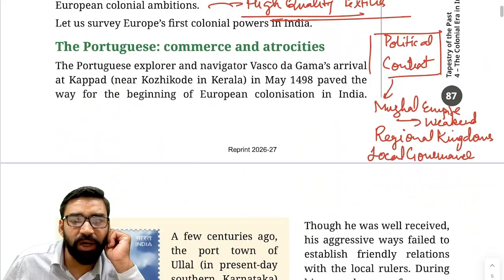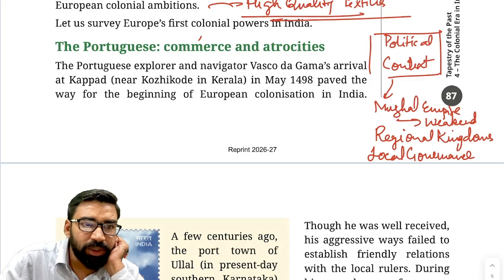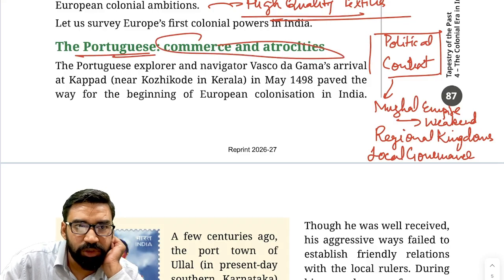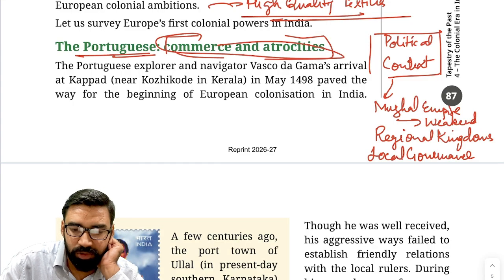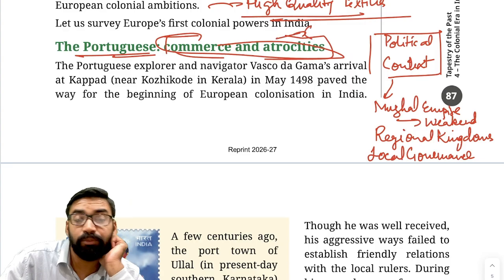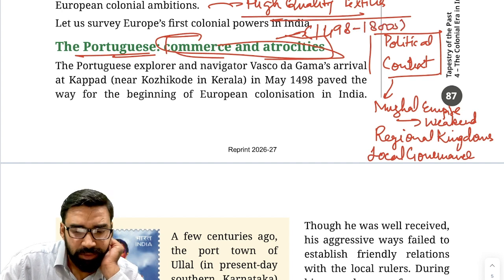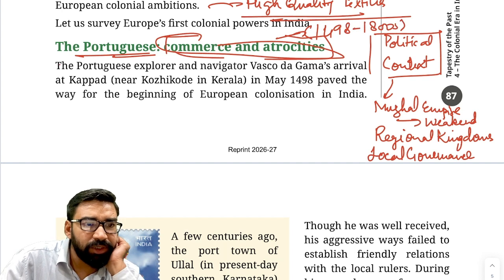So who was the first power who came to India? They were the Portuguese. So first we'll talk about the Portuguese. Commerce and atrocities. Along with Portuguese, this is also written: commerce and atrocities. Now, the Portuguese were an important power from 1498 to 1800s. First, we need to understand the initial phase.